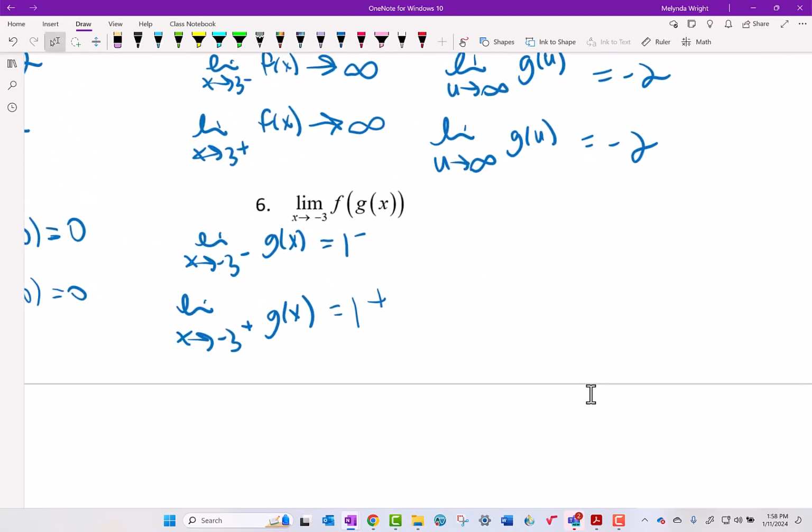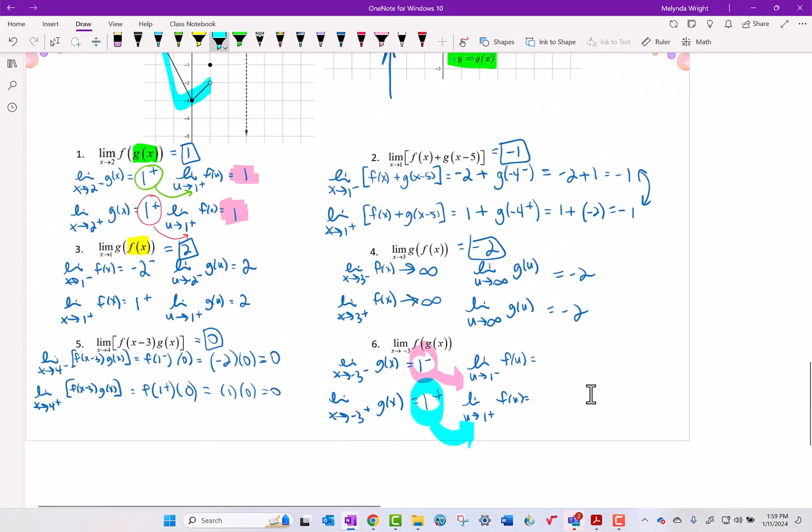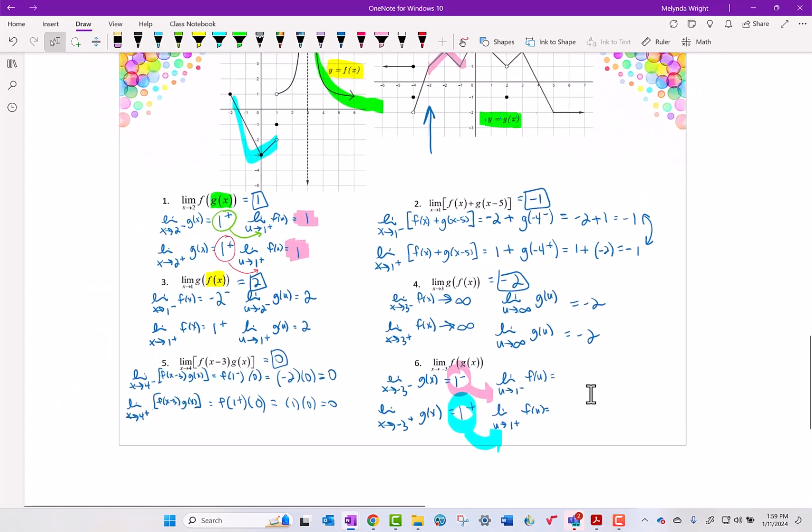All right, now let's do our secondary limits, or the outside ones. So the limit as u goes to 1 from the left. Okay, where did I get that? I got it from here, right? That's how that works. Of f of u, and the limit as u goes to 1 from the right of f of u. And again, I got that from here. Okay? So let's look at our graph of f around 1. Let's see what's going on. That's this one over here.